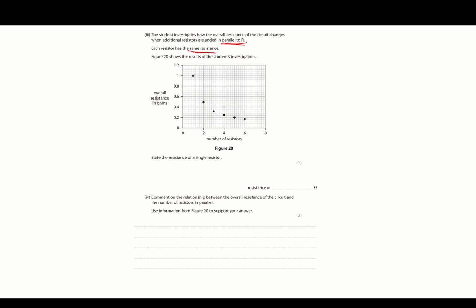Okay, student investigates how the overall resistance changes with additional resistor added in parallel. Each resistor has the same resistance, so same as before. And we can see we've got a curve. State the resistance of a single resistor. Well, there's one resistor, and I get that as 1 ohm.